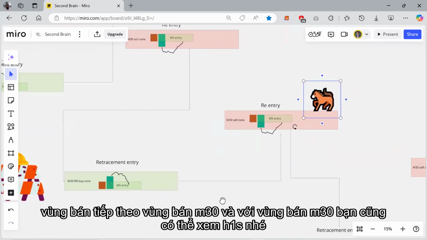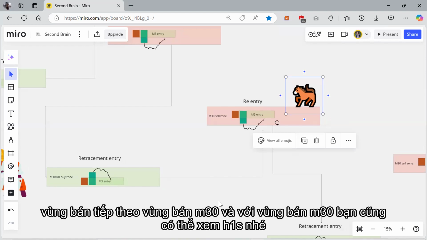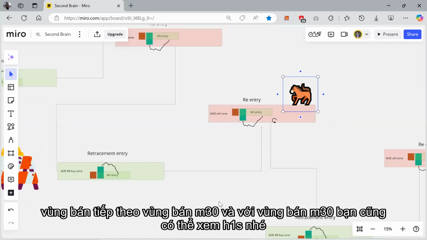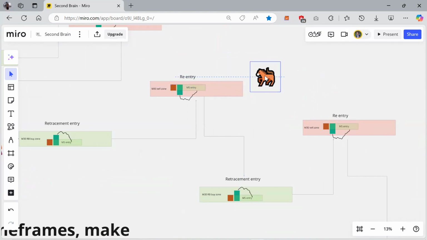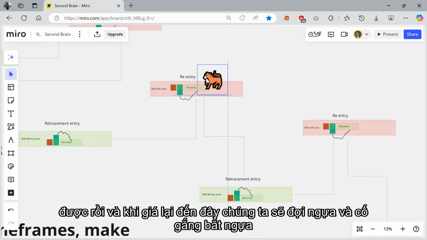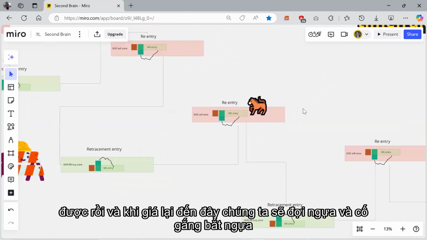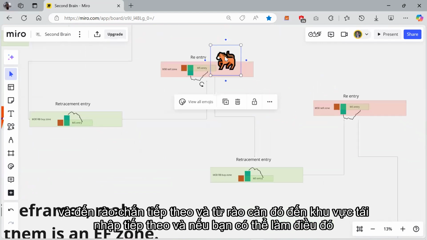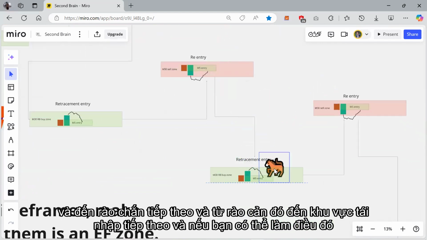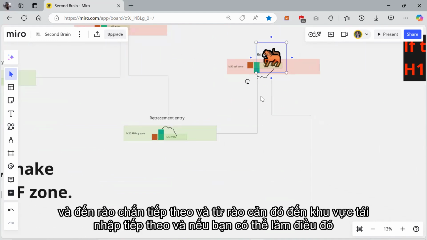And with the M30 sell zone, you can also look at H1s. Okay, so be very flexible. It all depends on the day and how fast or how slow the market is moving. Okay, and when the price is here again, we are going to wait for the horse and try to catch the horse. And to the next roadblock. And from that roadblock to the next re-entry zone.